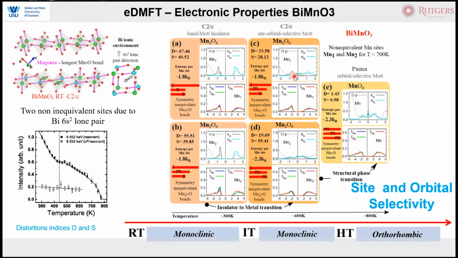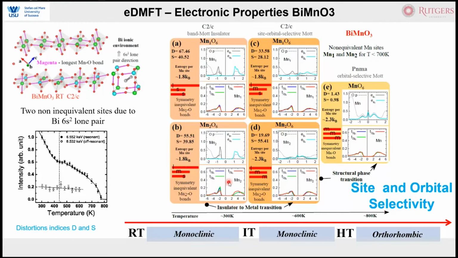For lanthanum and bismuth, people claim experimentally or phenomenologically that you have orbital order, and by using this DMFT method, I show that this orbital order can also be interpreted in terms of site and orbital selectivity. For the previous compound, neodymium nickel oxide, phenomenologically or experimentally, people said you have charge order, and I showed again that you can see this charge order in terms of orbital or site selectivity.